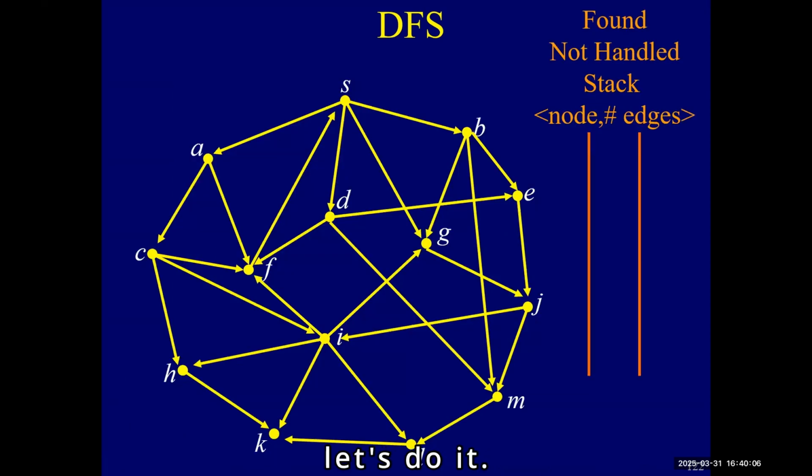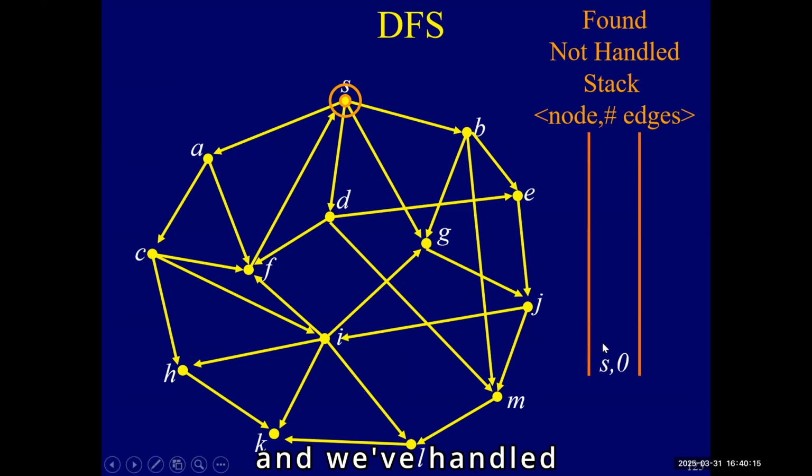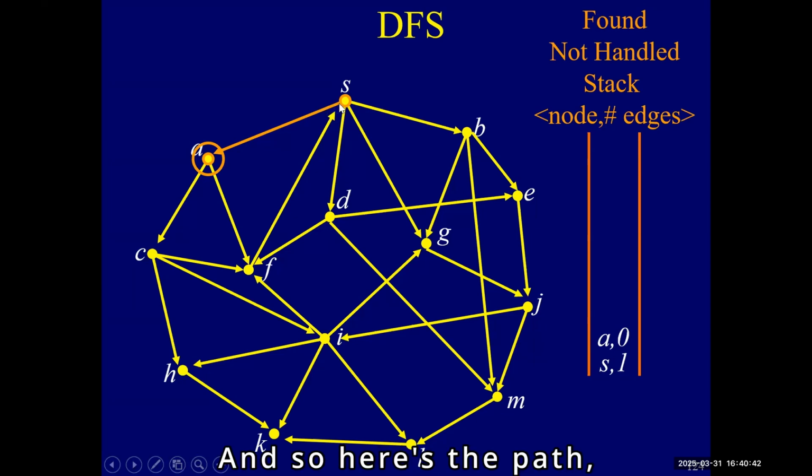All right, so let's do it. Initially, what do we say? Well, we found S, and we've handled 0 of its edges. So we pop what's off the top of the stack, which is S0, and it tells us we've handled 0 of its edges. So what do we do? We handle its first edge. So S0 comes off, S1 goes on, and then we follow the first edge from S, and we get to A, right? And so here's the path on the stack.